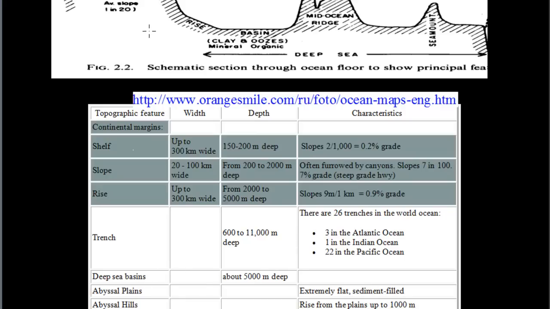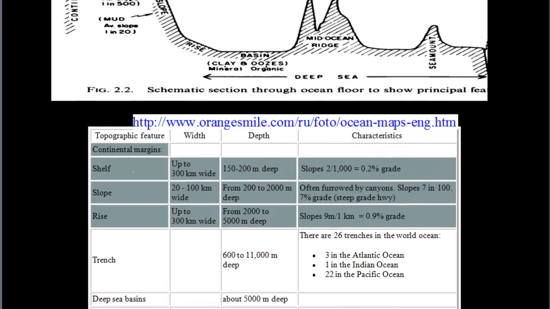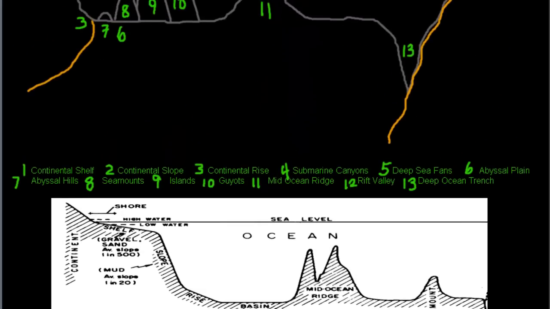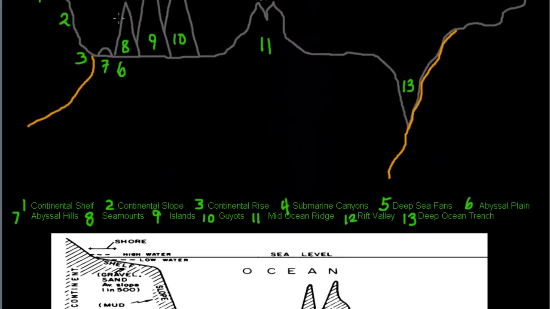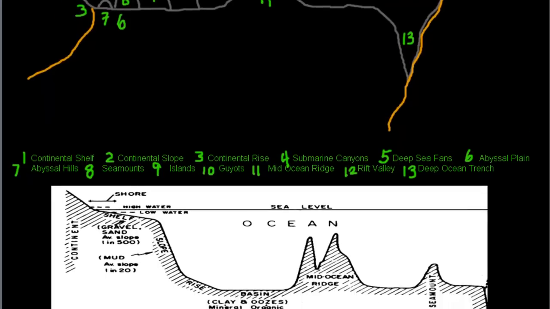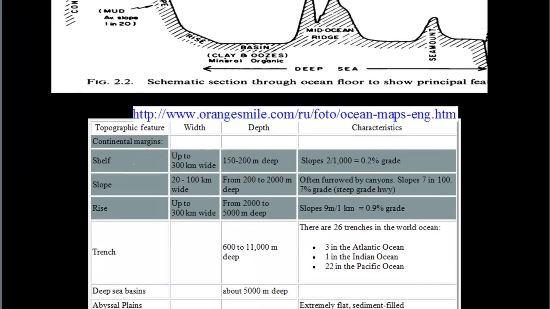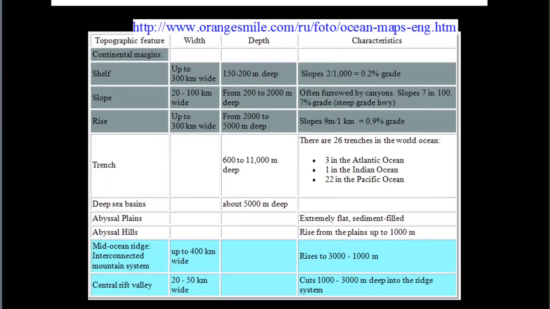Abyssal hills, abyssal plains, you can see those, not so much in this picture, but we did have them up here. Abyssal hills rise up to about 1,000 meters, so seamounts go up even higher. Islands go all the way to the surface, which can be in that 5,000 meter range, maybe a little deeper, a little shallower, plus whatever sticks up above water.